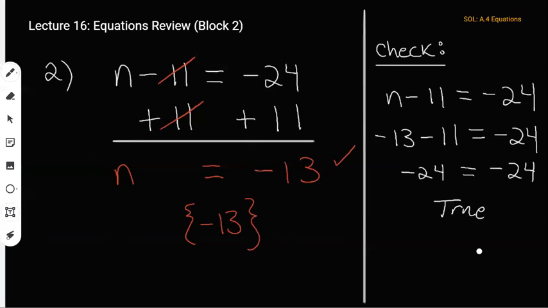So for all 10 of these, we're doing 3 things. We're solving for the variable, we're writing down our solution set, and at the very end, we're checking our work to make sure that it's right. Okay. Let's do some of the odd questions. Let's do number 3 next.